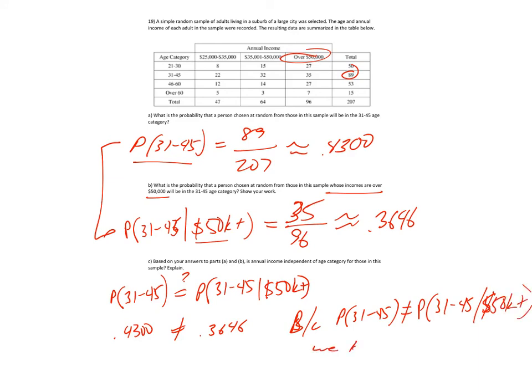we know that age and income are not independent, sorry. We know that age and income are not independent of each other. In other words, what we're seeing here is that your income did play a role. We will leave it at that.